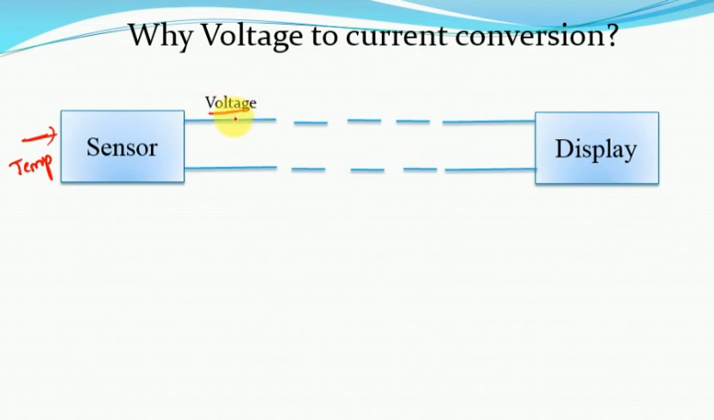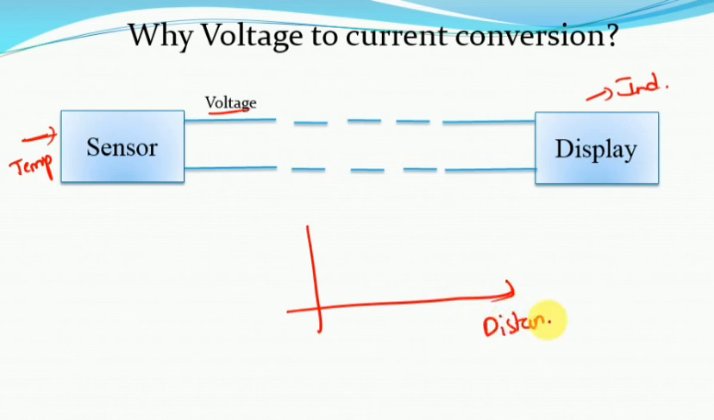Now this voltage has to be transmitted a particular distance in order to reach the display unit. For example, let us say that this display unit is present in the industrial area or in industries. So this voltage value should travel a particular distance in order to reach the display. If I consider this graph, with the increase in the distance, this voltage value will gradually decrease while it is transmitting through the cable. So here there exists some voltage drop.